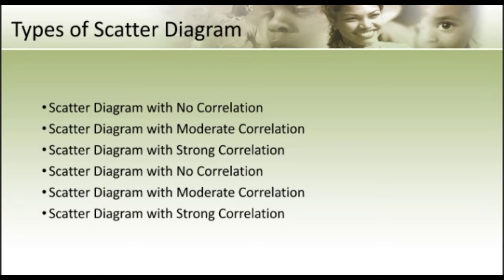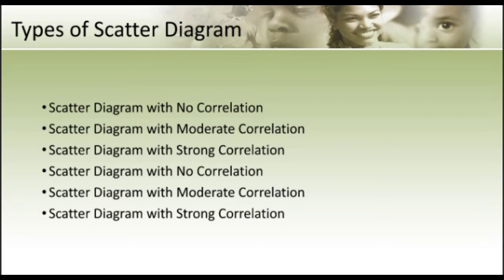So, let's talk about the first topic, the scatter diagram with no correlation. So what is the scatter diagram with no correlation? This diagram is also known as a scatter diagram with 0 degree of correlation. Here the data point spread is so random that you cannot draw a line through them. Therefore, you can say that these variables have no correlation.